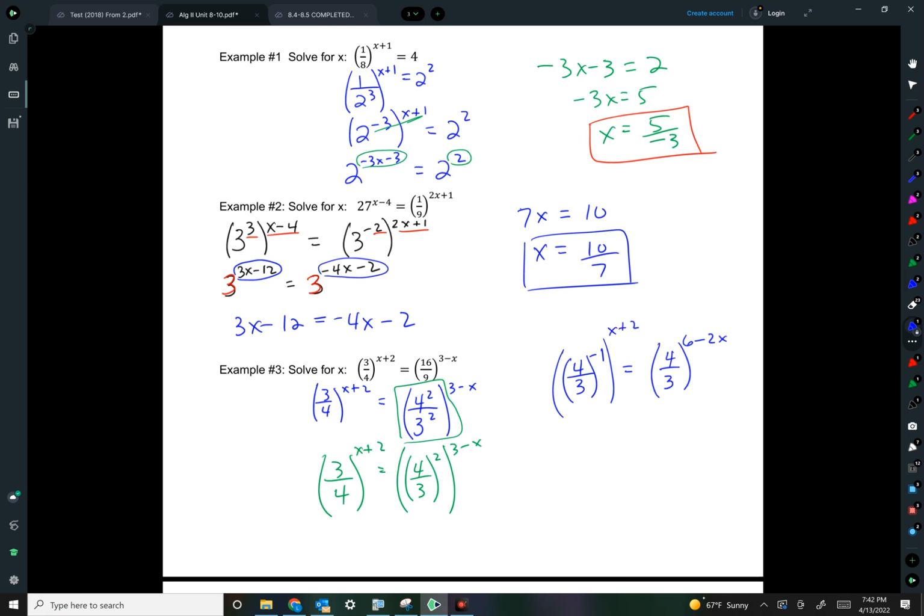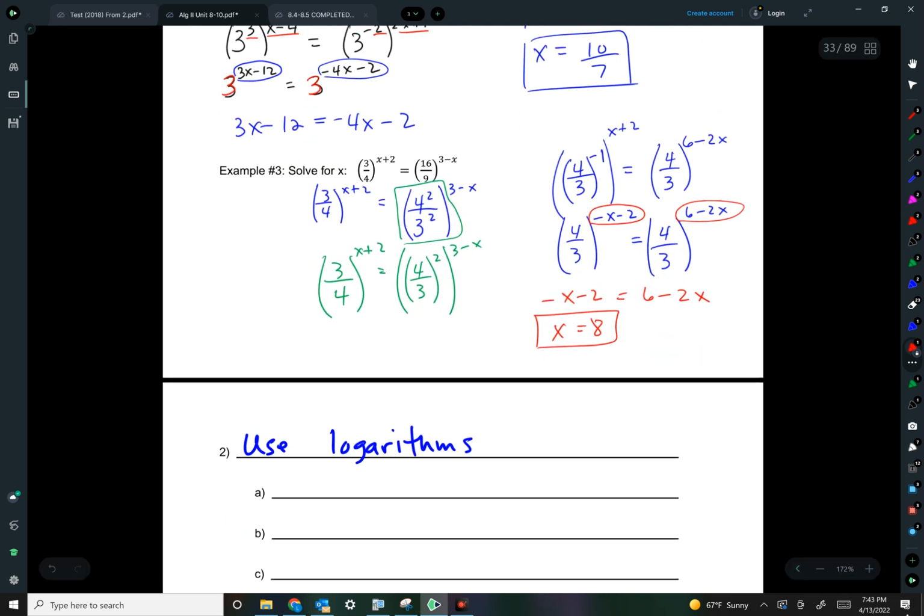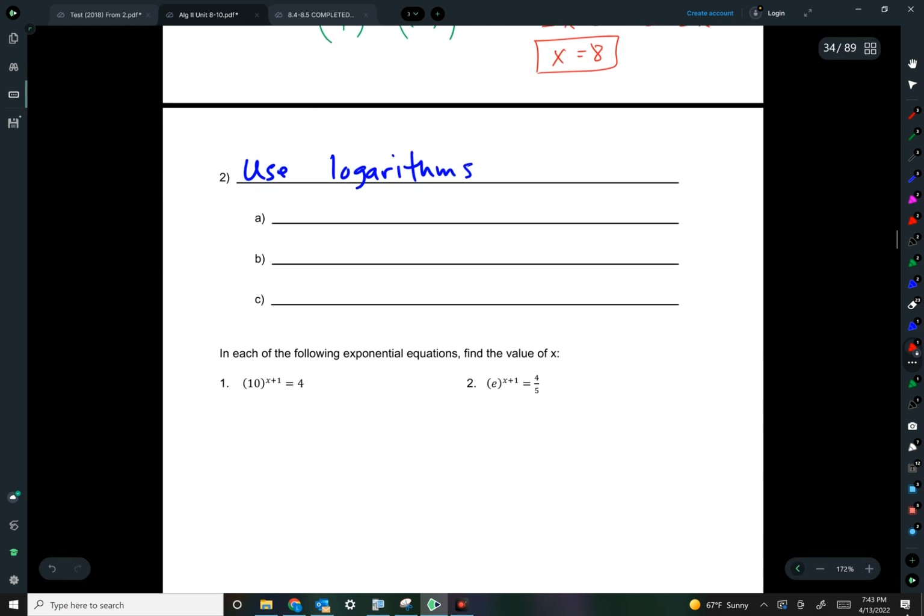And then that 3 over 4 is being raised to the x plus 2. So actually on the left, I have 4 over 3, multiply your exponents, to the negative x minus 2. On the right, we have 4 over 3 to the 6 minus 2x. Okay, so even though both sides are fractional bases, I still have the same base, right? 4/3. That means this exponent of negative x minus 2 has to equal this exponent of 6 minus 2x. And that quickly becomes a basic equation. So I'll get my x's on the left. If I add 2x, I'm going to have x. If I add the 2 to the right, I'm going to have 8. Okay, so that's the getting the same base method. And in the next video, we will go over the method using logarithms.